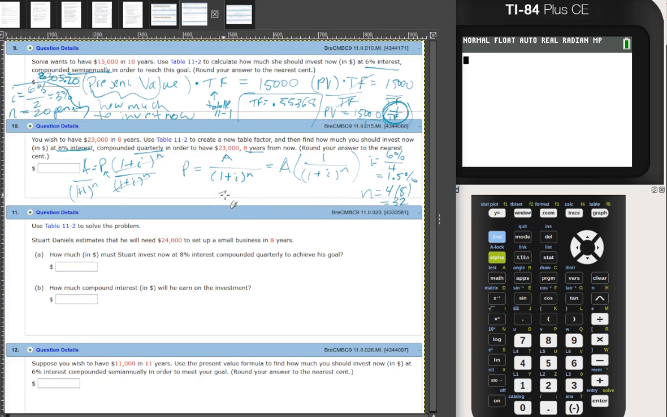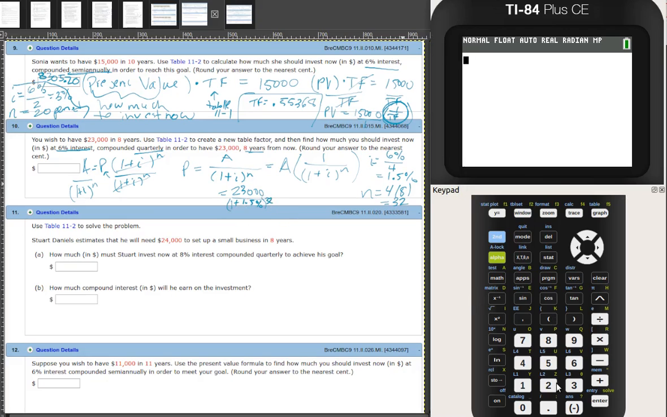So what we can do is take that compound amount, or the amount that we want it to be worth in the future, which is the $23,000. And then we're doing that divided by 1 plus 1.5%. We will have to think of that 1.5% as a decimal, so we move the decimal place 2 places to the left, and it goes to the 32nd power.